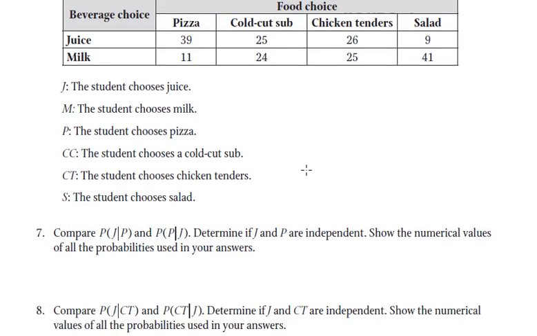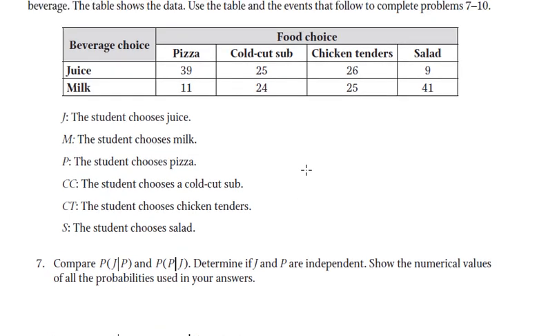So here we're looking at situations here. Total number of people that said pizza is 50. Total number of people that said cold cut sub is 49. Total number of people that said chicken tenders, 51. Salad, 50. Total number of people that said juice, 99. Milk, 101. All right, so we're not going to find all of them because we don't need all of them.